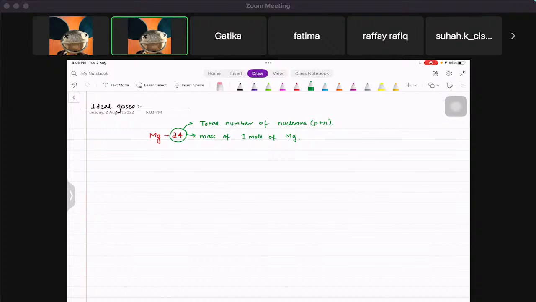Okay, and then this is the most stable isotope amongst all magnesium isotopes. Also, you need to remember that how this number comes is that it is 24 times heavier than a hydrogen atom. So you just need to remember that.